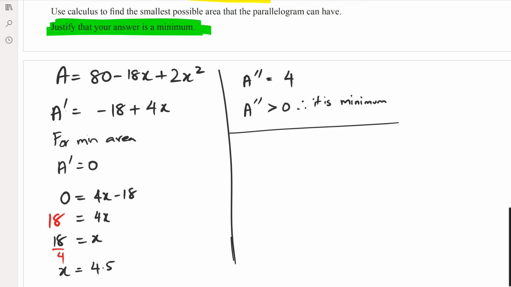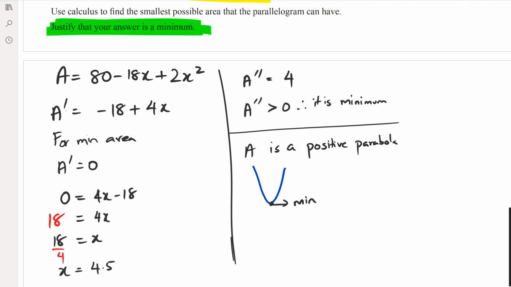The other thing you could do is you could actually say, well, the formula for area is a positive parabola. All right. And if you think about it, a positive parabola actually looks like this, which means it's going to have a minimum. That's another way you can actually explain it.